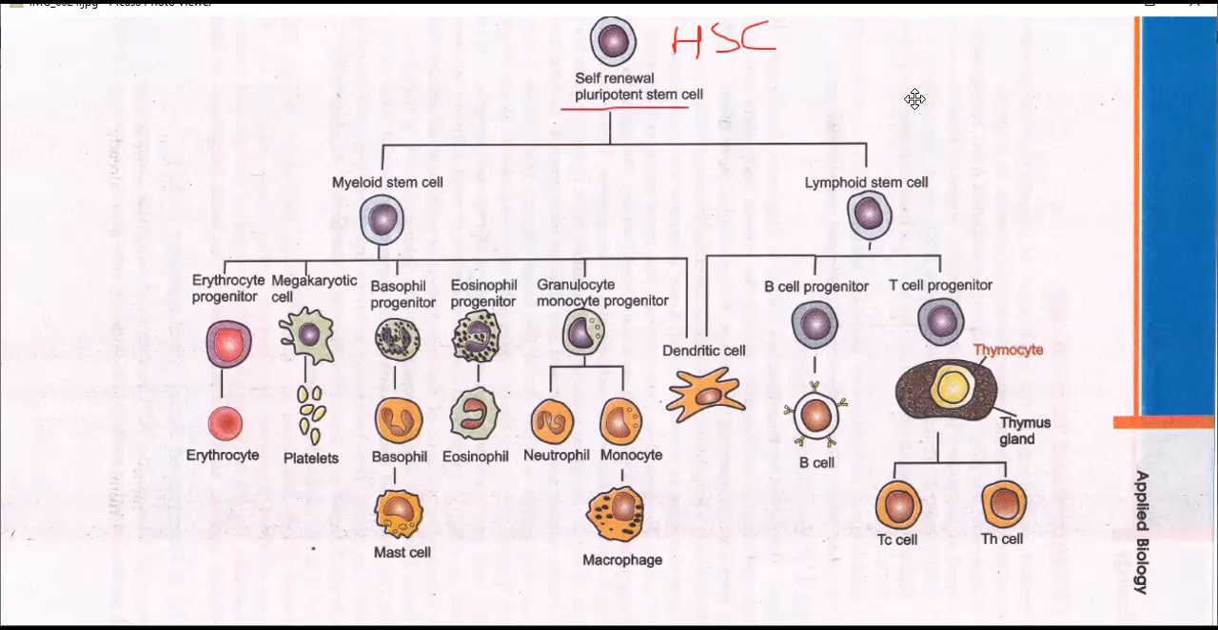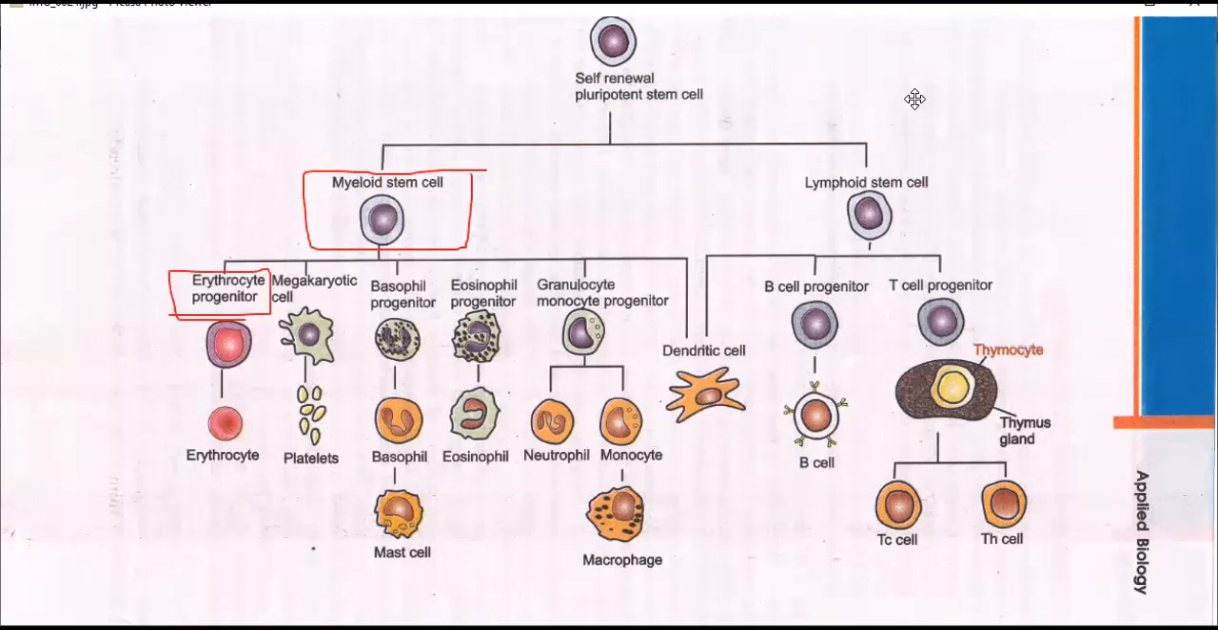And it is given here in the chart as pluripotent. That also needs to be remembered. But the theory is given correct, multipotent. Next, myeloid stem cell. What do they do? They form the progenitors: erythrocyte progenitor, megakaryocyte progenitor, basophil progenitor, eosinophil progenitor, granulocyte-monocyte progenitor. The erythrocyte progenitor forms RBC.